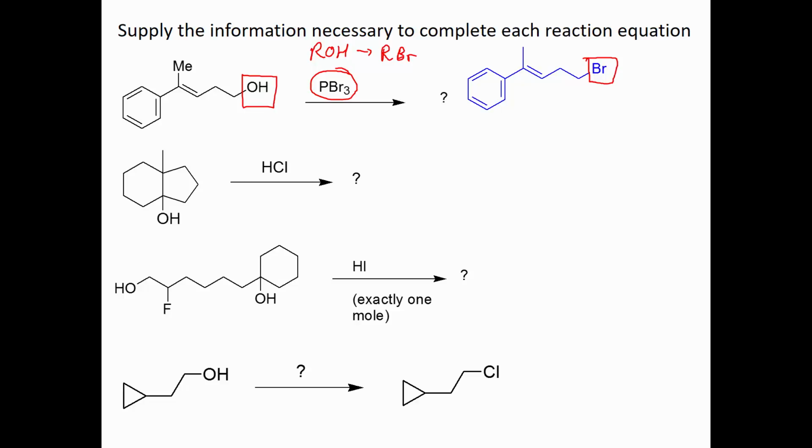HCl reacts with a tertiary alcohol in this case here. And we know that this is a reagent that as long as a reasonably good carbocation intermediate is involved, this is a good reagent for turning the alcohol into the alkyl halide.